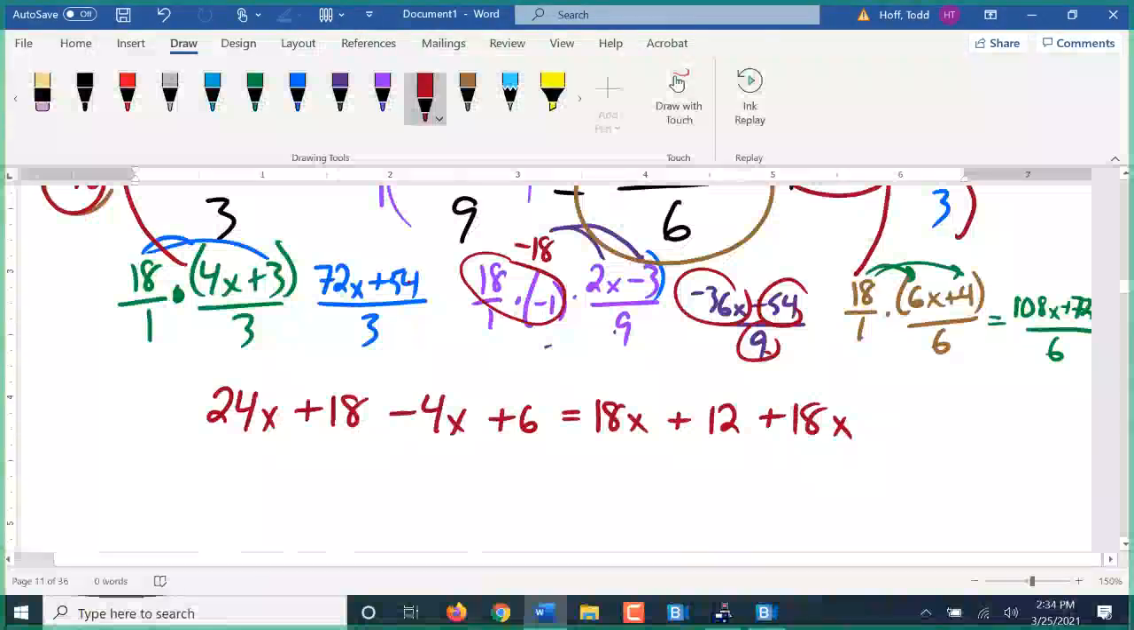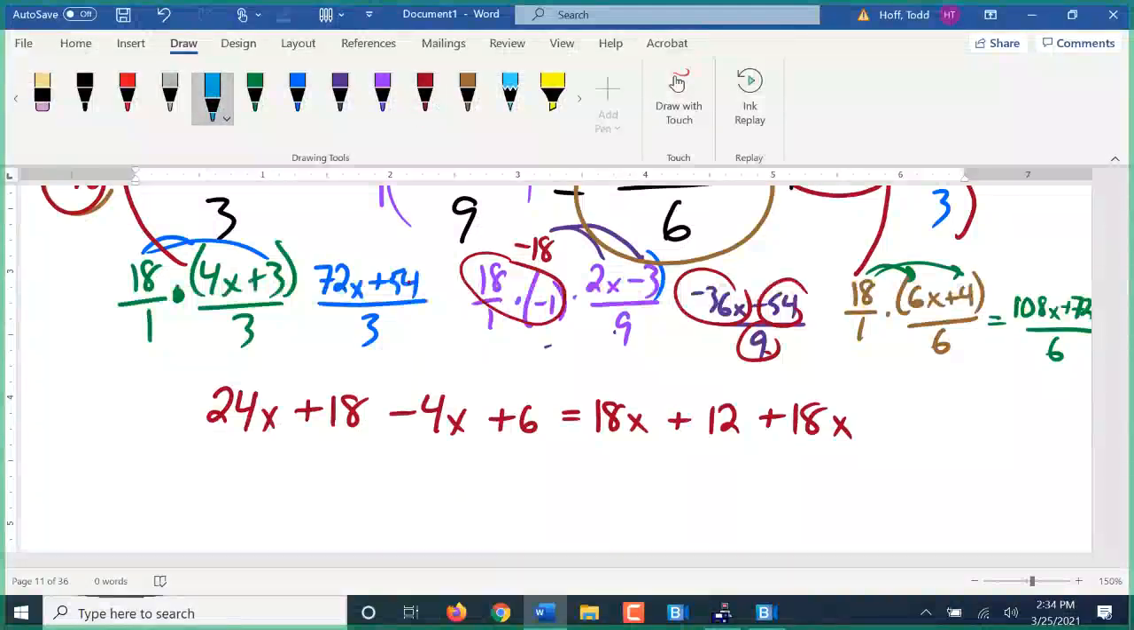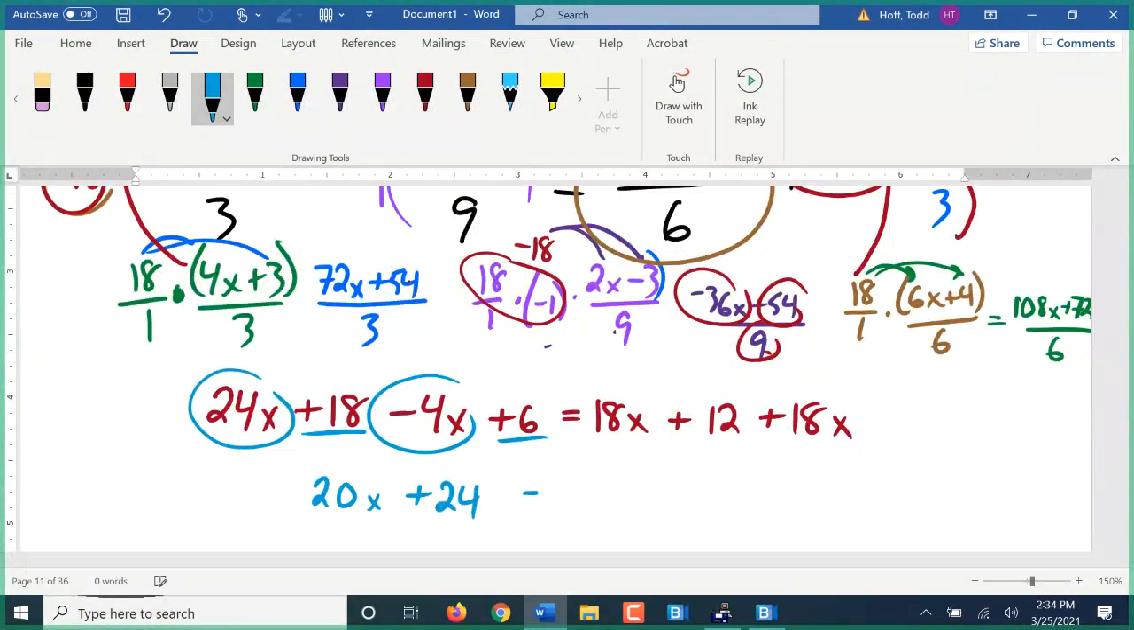So we've eliminated all the fractions here. Now that's a lot of work. If you struggle with algebra, that might not be the easiest way to approach this equation. I have things to combine on the left side. I have 24x and negative 4x makes 20x. 18 and 6 make 24. On the right side, I have 18x and 18x is 36x. And I have the 12.